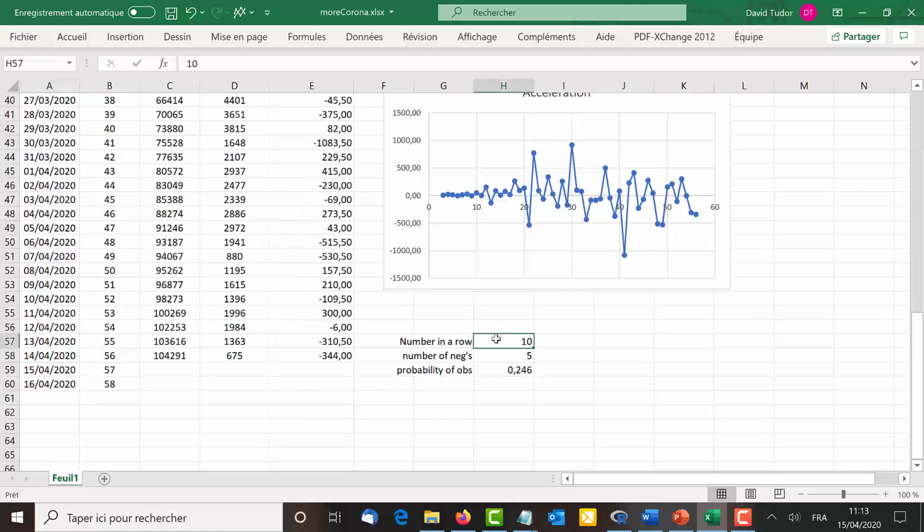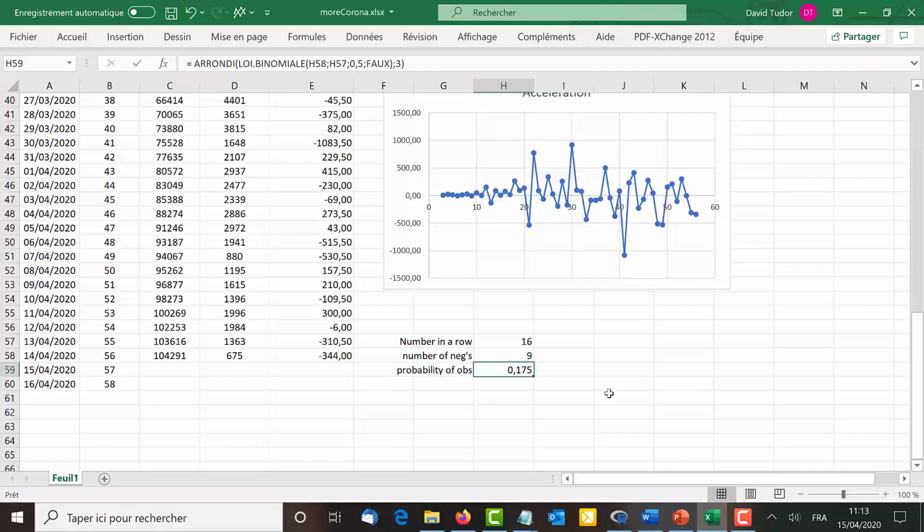So I have 10 in a row or 16 in a row, and I have a number of negatives, a number of decelerations that I've observed in there. So we just looked at 16 in a row, and we said that there were going to be 9 decelerations. So how probable is it for me to observe 9 negatives in a row of 16? It's 0.175. That's my probability of observing 9 out of 16.